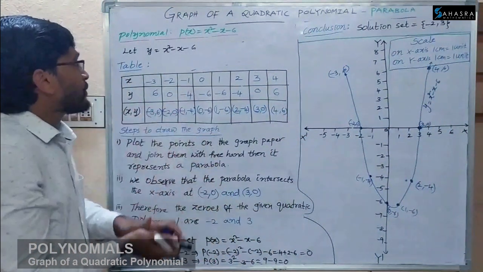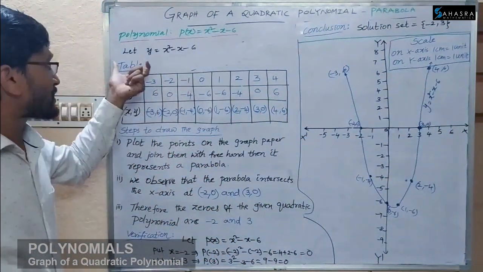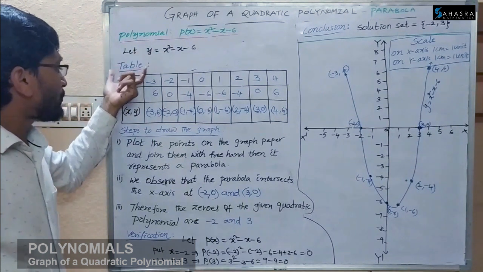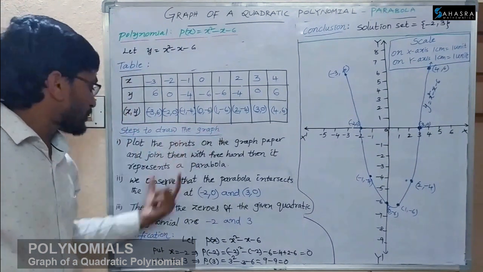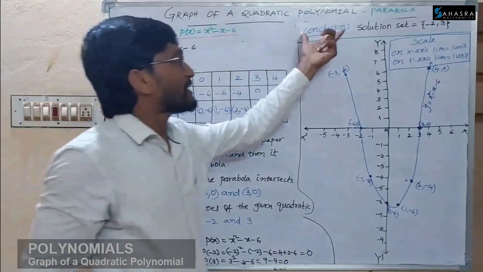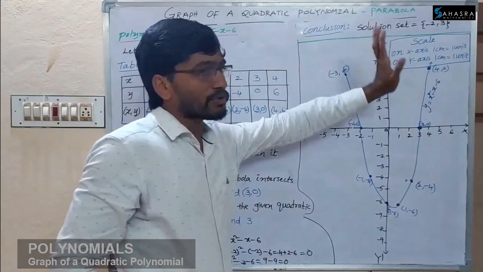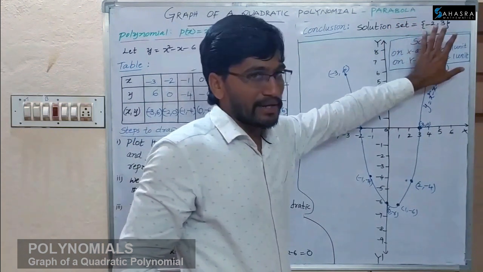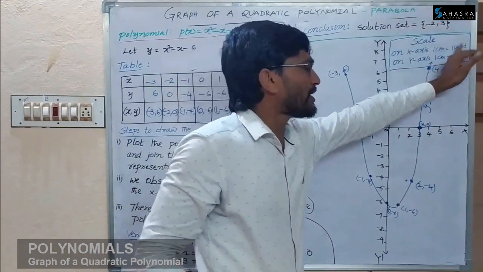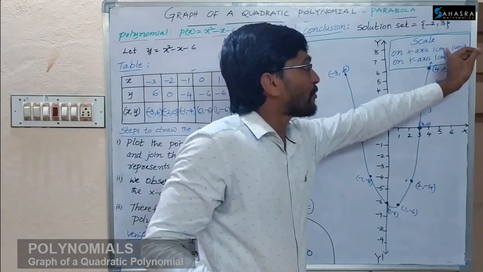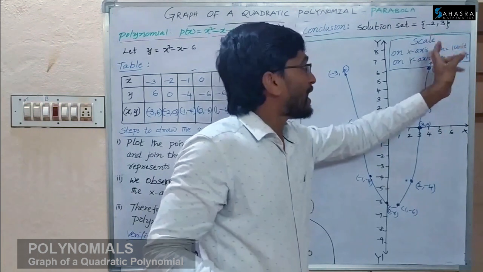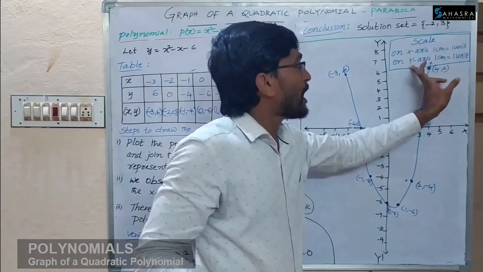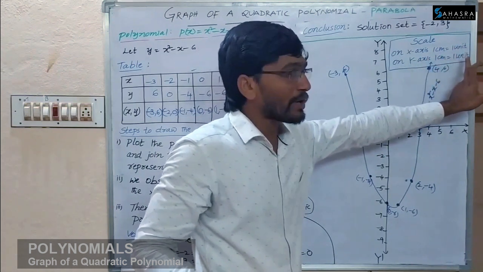Again I am repeating what points we require. First point is the table. Next one is steps to draw the graph. Third one is verification. Fourth one is conclusion. On graph paper we have to draw the graph. In the graph paper the most important point is scale. On the x-axis 1 cm equals 1 unit, or you can take 1 cm equals 2 units, 3 units, like that, it is your wish. I have taken here 1 cm equals 1 unit on the x-axis and on the y-axis 1 cm equals 1 unit.